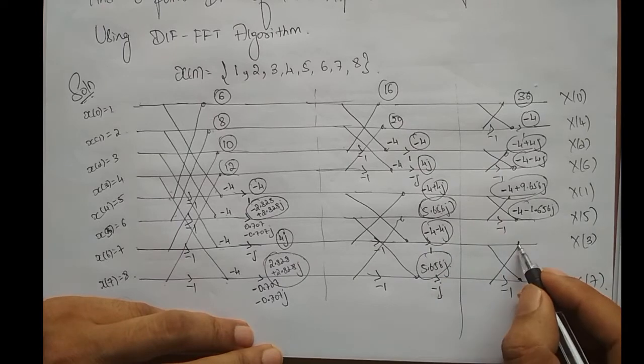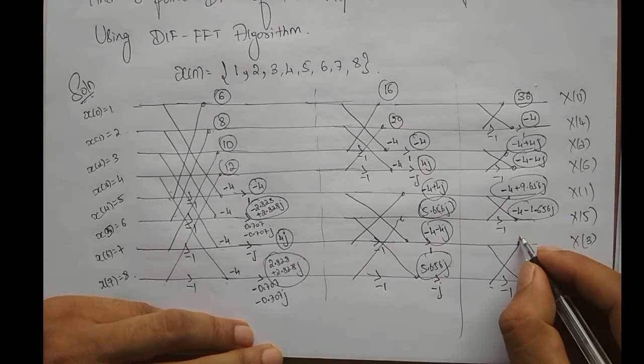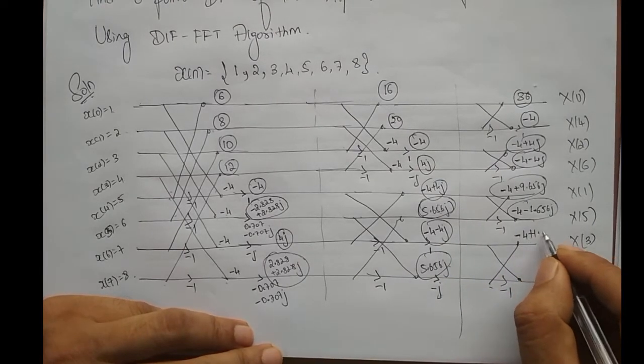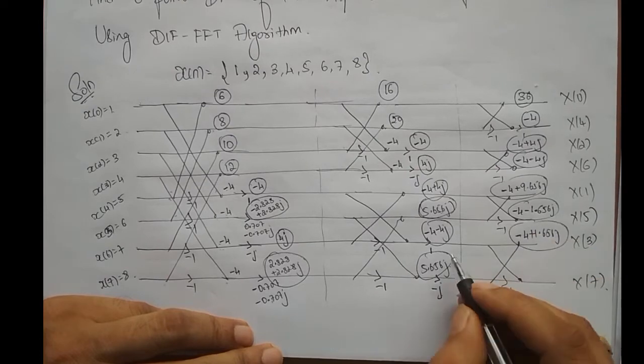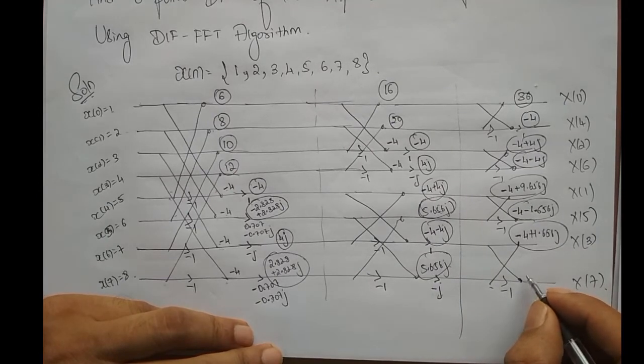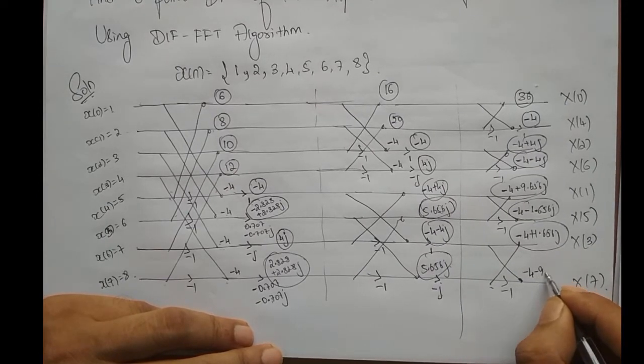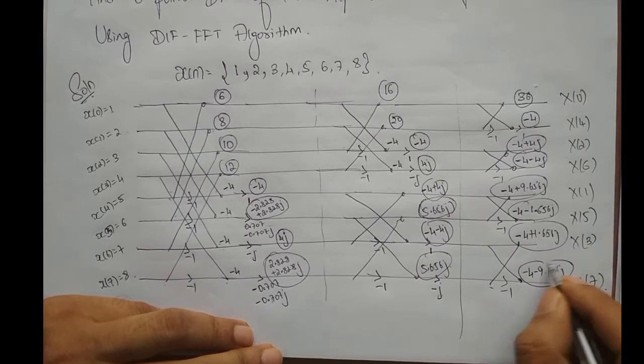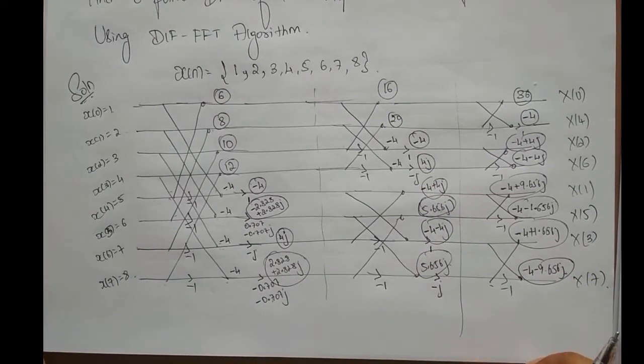So we have minus 4 plus 4j coming here, added with 5.656j, so we end up with minus 4 plus 1.656j. Minus 4j subtracted with 5.656j, so we end up with minus 4 minus 9.656j. So this is the final stage output.